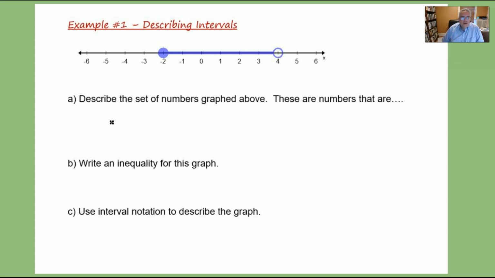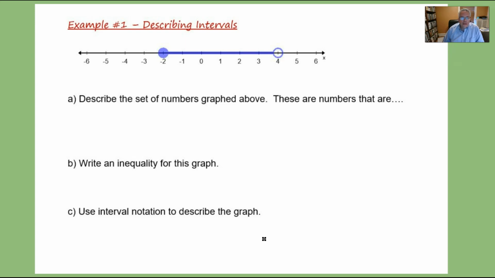Okay, so it said describe the set of numbers graphed above, so we can describe it two ways. Numbers that are in between -2 and 4 and include -2. That's one way of describing it. Another way would be to say values of x that are greater than or equal to -2, but less than 4.